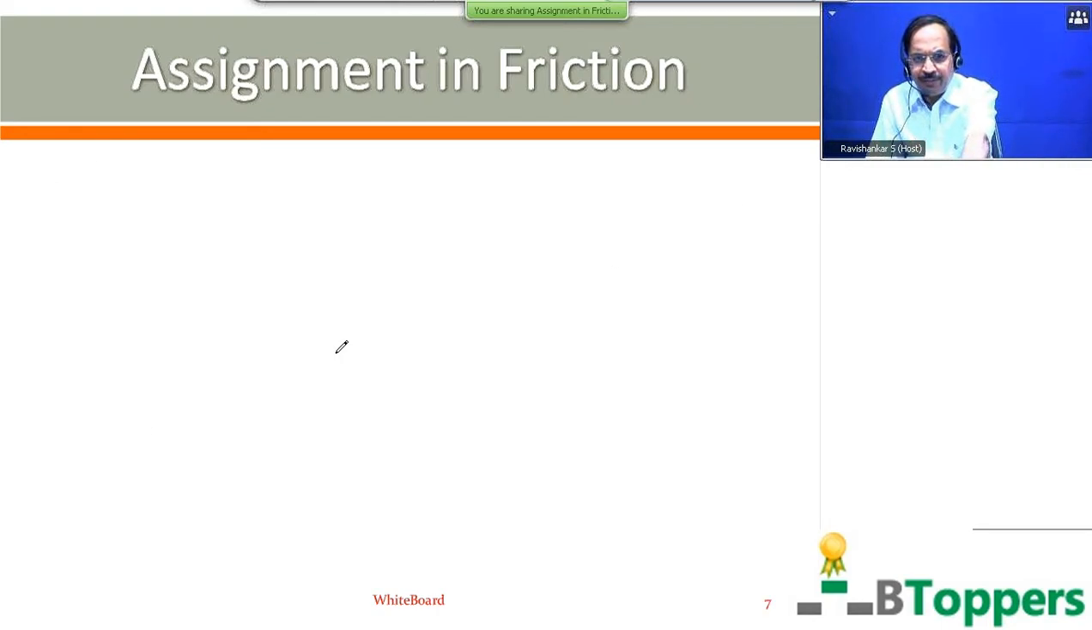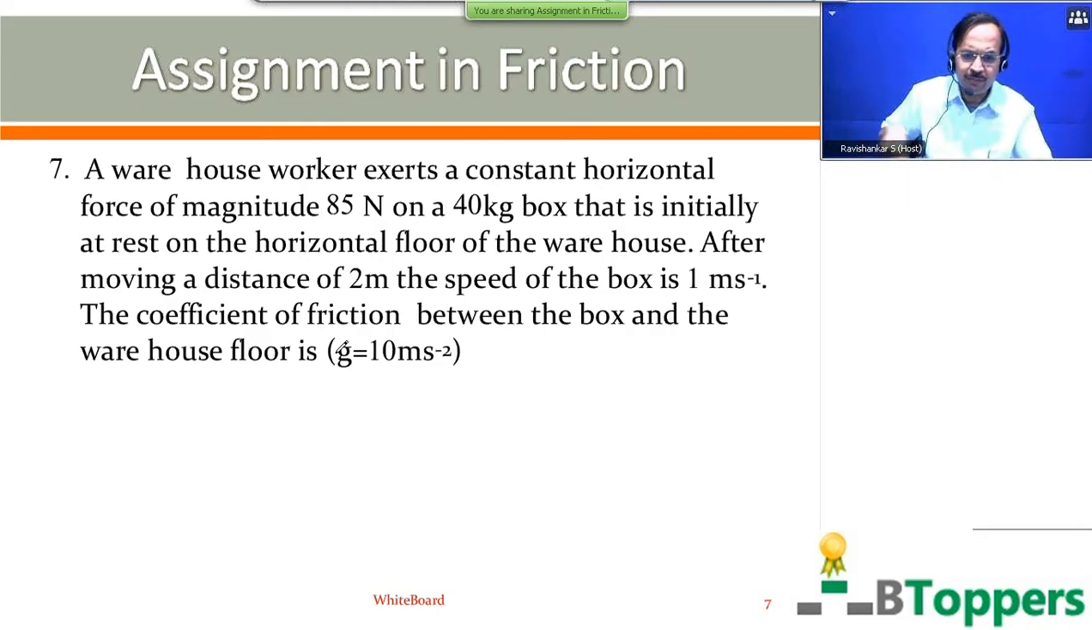Next, I am going to discuss question number 7. You can see here, a warehouse worker exerts a constant horizontal force of 85 newtons on a 40 kg box that is initially at rest on a horizontal floor of the warehouse. After moving a distance of 2 meters, the speed of the box is 1 meter per second. The coefficient of friction between the box and the warehouse floor is to be found. You have to assume that the coefficient of friction between the box and the floor is constant, so the magnitude of friction on the body is constant.